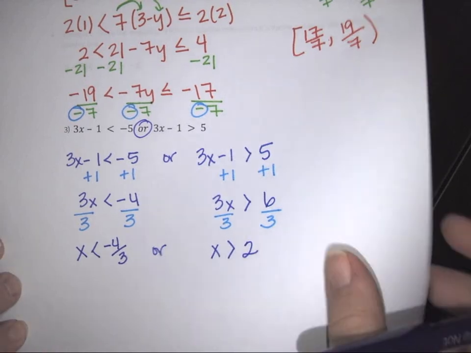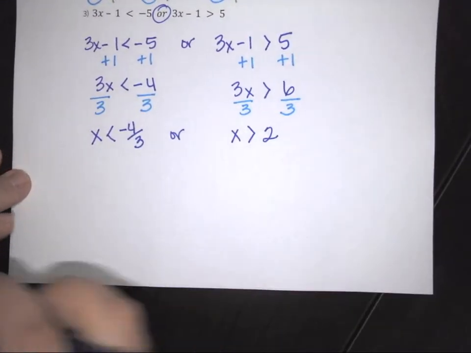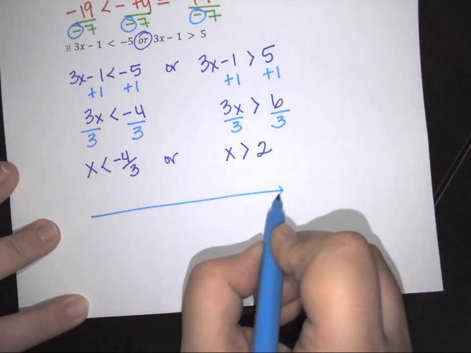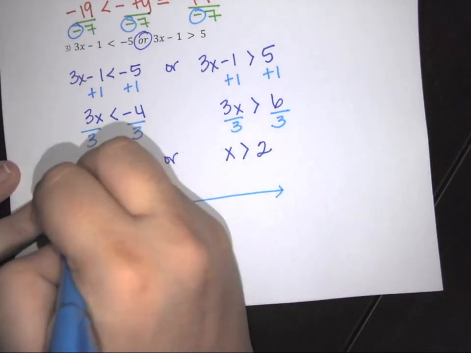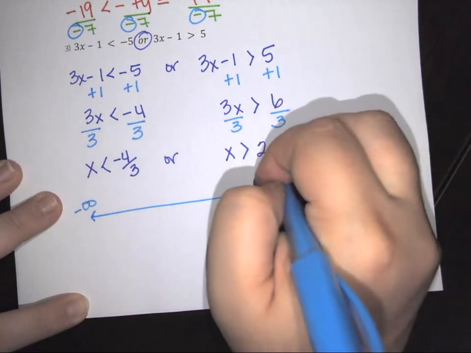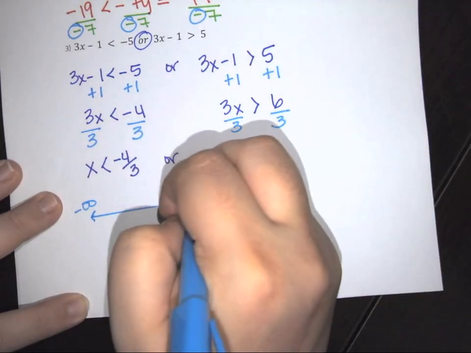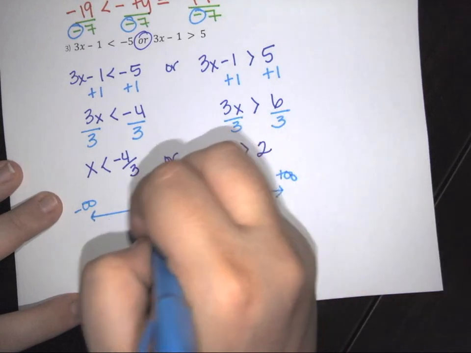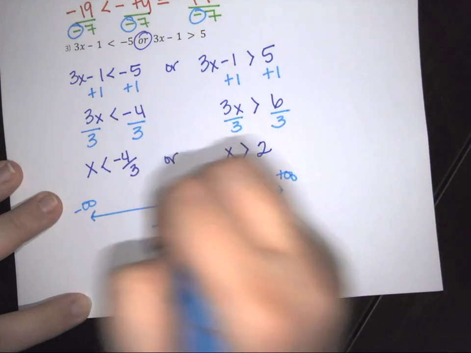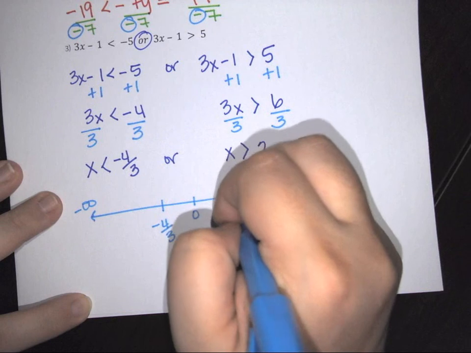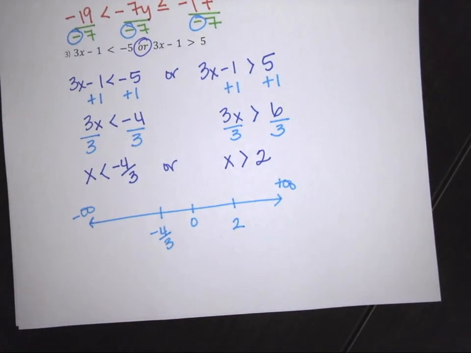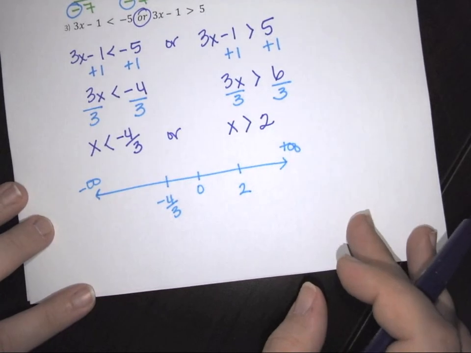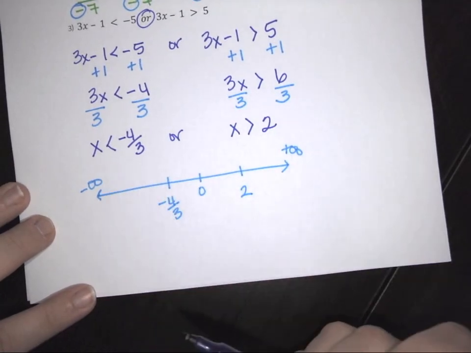Once you do that, we now have to state our answer. So first thing I would do is go ahead and draw your number line. This is the negative infinity, this is the positive. Here's my 0. I have negative 4/3, so I'll drop that in, and I have a positive 2, so I'll drop that in. For my first one, I'm looking at all x values that are less than negative 4/3.